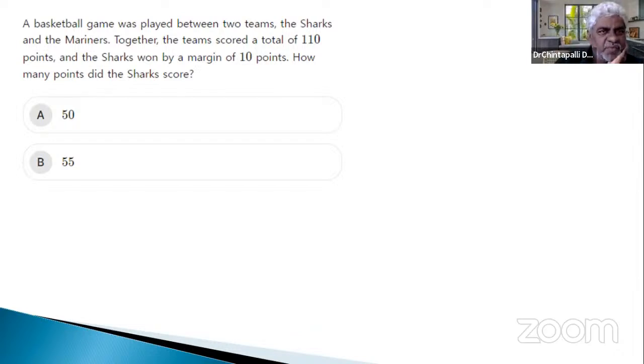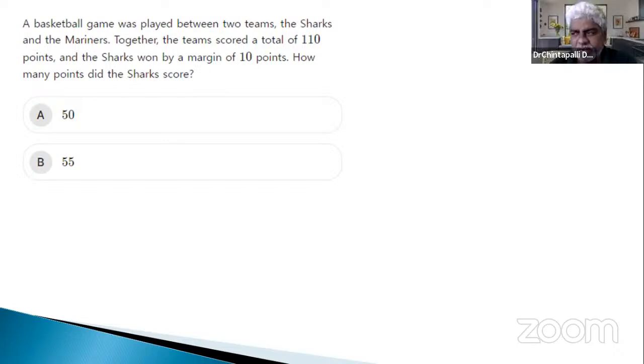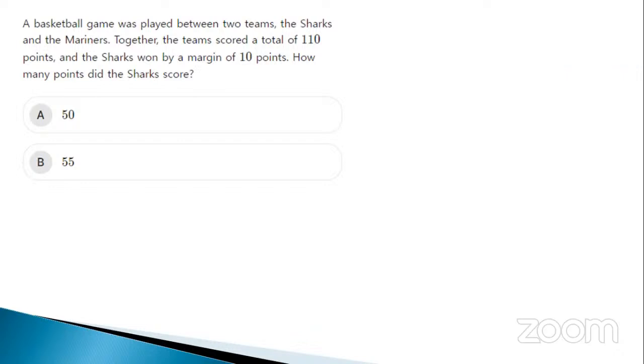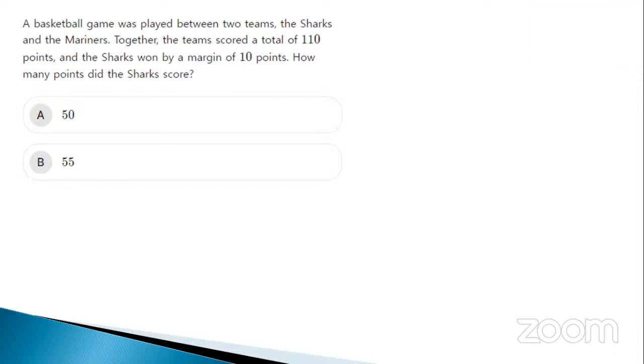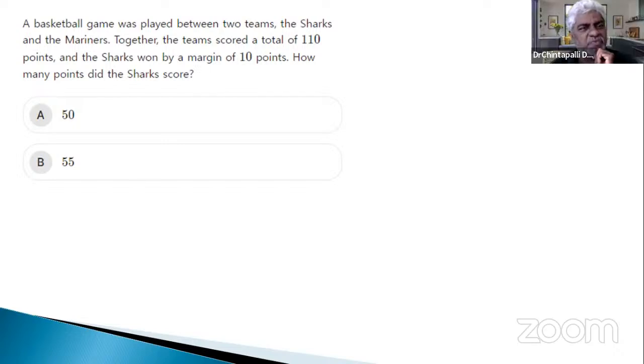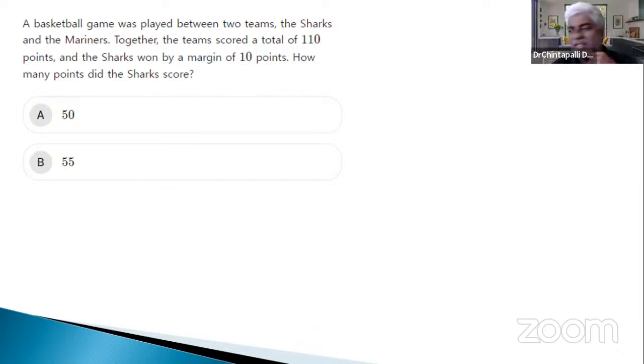A basketball game was played between two teams, the Sharks and the Mariners. There might be the names of the teams. Basketball team name Shark. It's a kind of fish. Mariner is also related to ship. They're related to the sea. Together the teams scored a total of 110 points. It is generally a puzzle question.